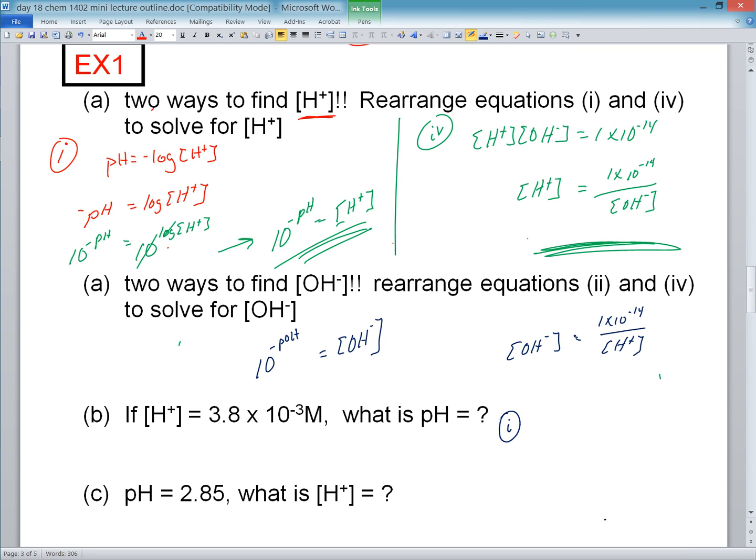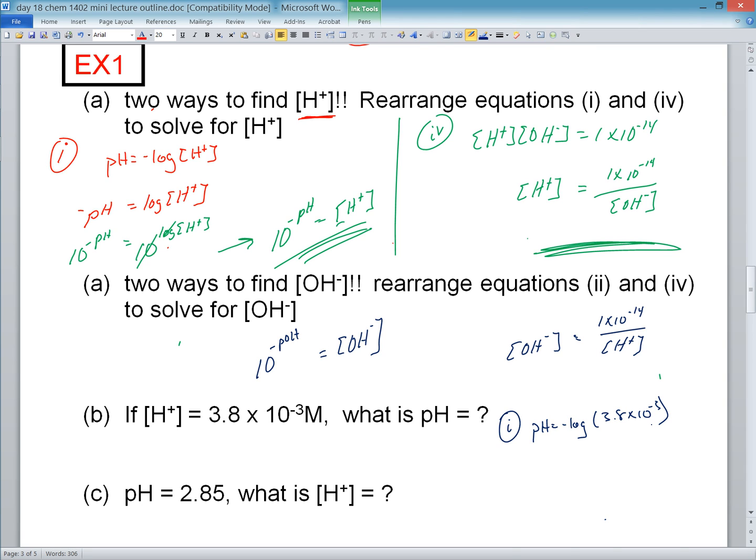How do you input the log in a calculator? Good. Let's do that. That's the goal. That's the real reason why we're doing this. Okay. So we have to say pH is a negative log of 3.8 times 10 to the negative 3. Very good, Crystal. That's really why we're messing with it.